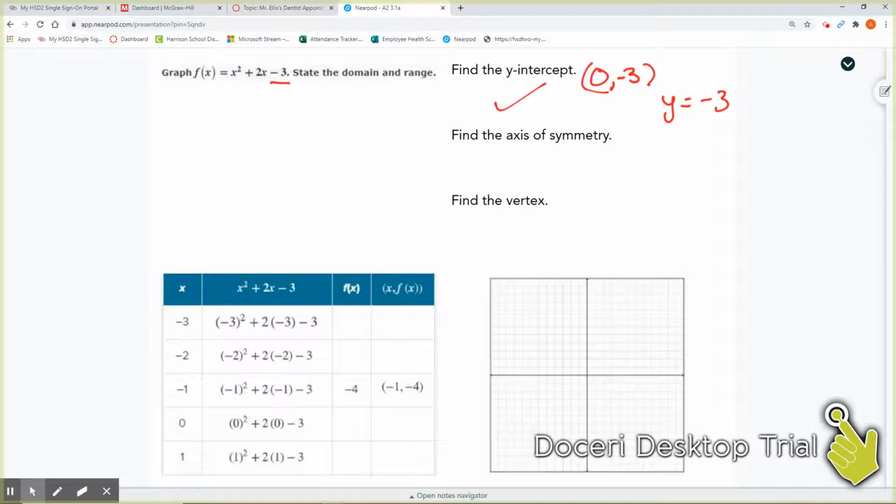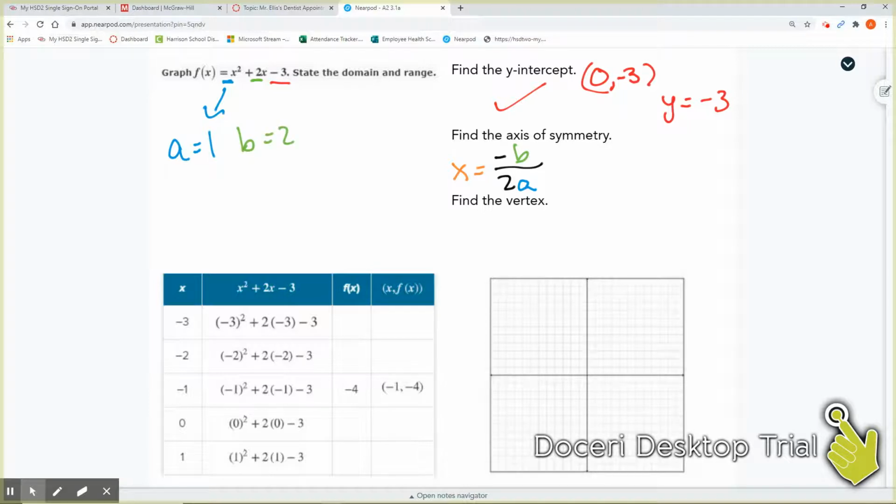The second thing they want is the axis of symmetry. Again, that was x equals -b over 2a, where a is the number in front of x squared, if we see one, and if we don't, it's a 1. And b is the number in front of just your regular x. So in this case, I don't see anything in front of x squared, so my a is just a +1 since it's a positive x squared. And my b looks like it's +2.